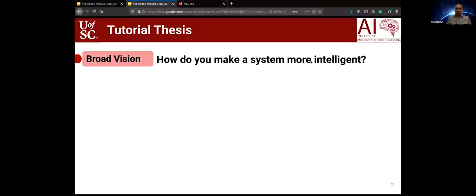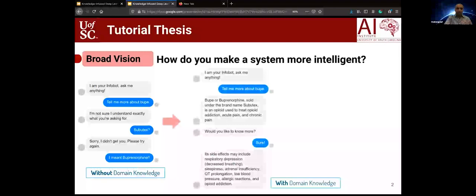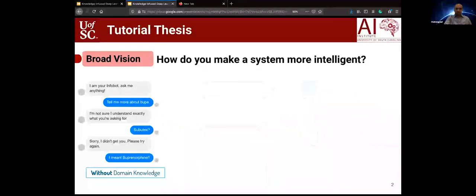The broad vision of the tutorial is how do you make a system more intelligent? When I say system, the first thing that pops up in my mind is a virtual assistant. Let me be very specific. Consider a very simple scenario of a virtual assistant, which you often see on call centers and every other app, where you ask simple questions and get a response. This is a conversation and simple question answering toolbox.